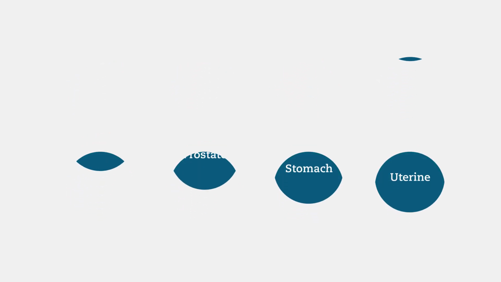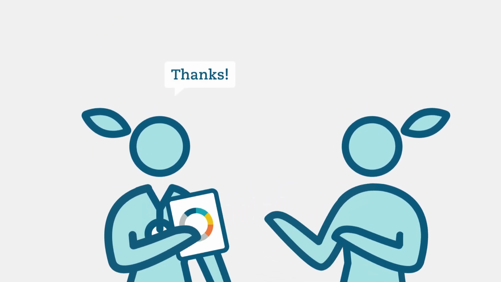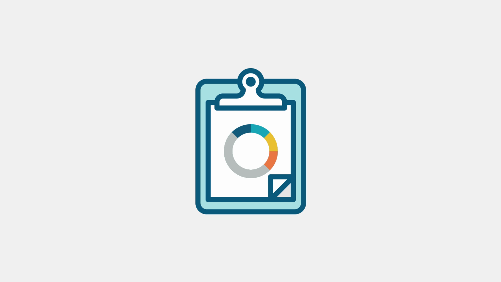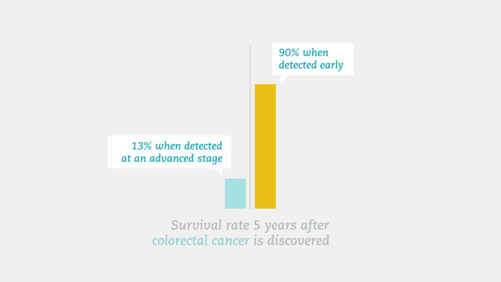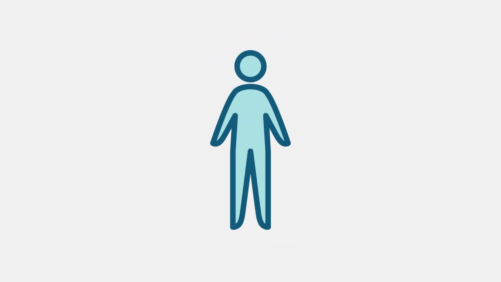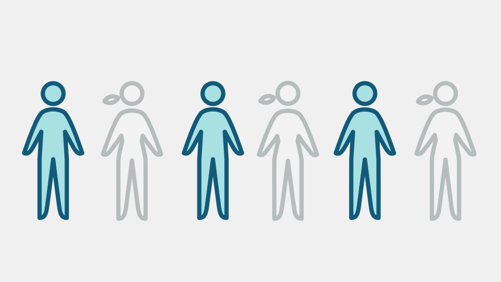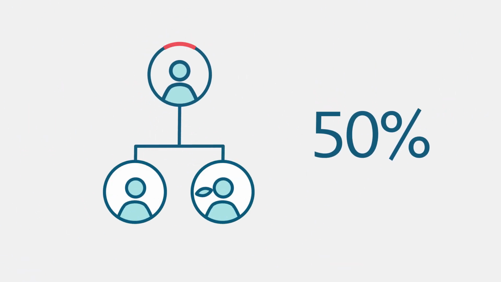Understanding if you have a genetic predisposition to cancer allows you and your healthcare provider to create a screening and prevention plan that is tailored to you. This is important because detecting cancer at its earliest stage improves the likelihood of a favorable outcome. Screening is useful for men as well as women. Half of all people with mutations are men. And just like women, men have a 50% chance of passing a mutation on to each of their children.